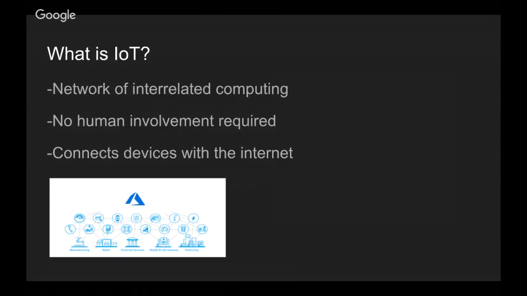So I think it's very important to describe what the Internet of Things actually is, so everything in the rest of the presentation is clear. The Internet of Things is essentially a network of interrelated computing devices, a system of devices that have the ability to transfer data over a network without human involvement in the process. Basically speaking, this concept is the process of connecting any device with an on and off switch to the internet.